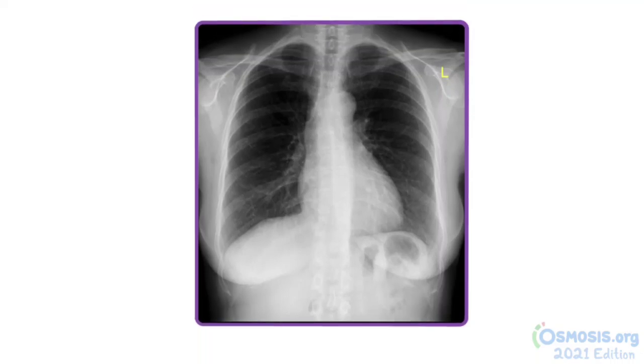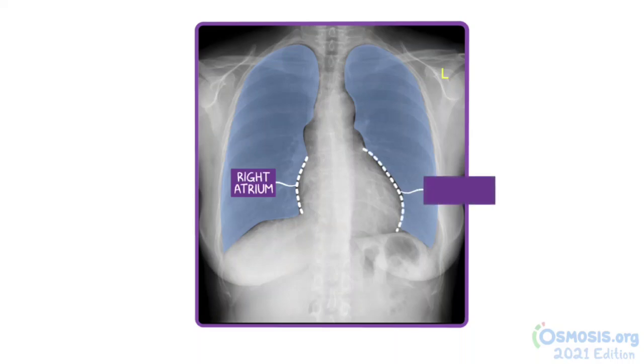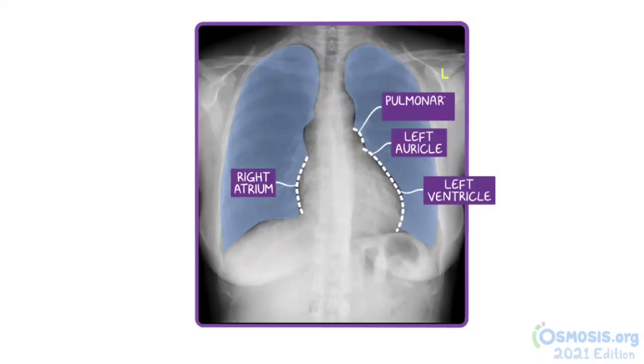Some of these features can also be identified on a posterior-anterior chest X-ray. The heart silhouette is between the lungs, and the right border made up by the right atrium, as well as the left border made up by the left ventricle and part of the left auricle, can be clearly seen. Finally, medial to the left auricle, there's the pulmonary trunk, which emerges from the right ventricle and branches into the left and right pulmonary arteries, with the right pulmonary artery going under the aortic arch.